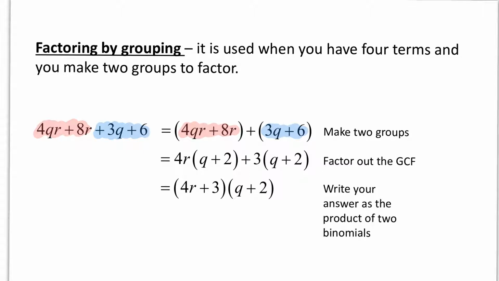Now the idea is, when you get to step number 2, first of all, the 2 parentheses, this one and this one, have to be equal. They have to be the same binomial. If they're not the same, if the signs are different or the numbers are different, you have to go back and check your work. Maybe there's something wrong, but they have to be the same binomial.